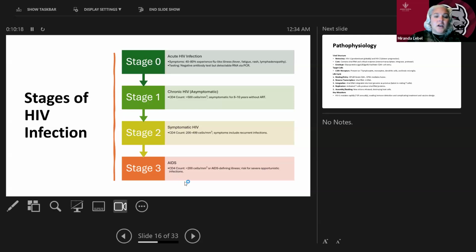In stage 1, you might be asymptomatic. You can be asymptomatic for 8 to 10 years without ART. And then stage 2, you're going to be symptomatic because your CD4 count is down. So symptoms can include recurrent infections. And then stage 3, that CD4 count less than 200 is where we're going to move into AIDS, and it's a risk for severe opportunistic infections. You want to support these patients.